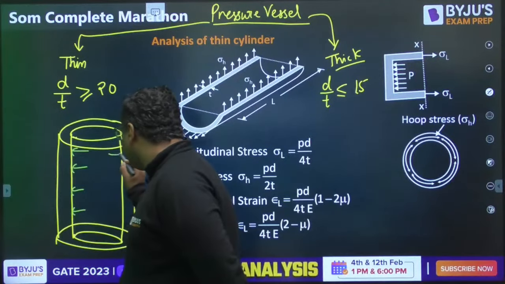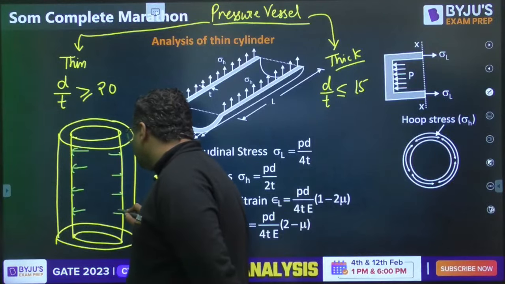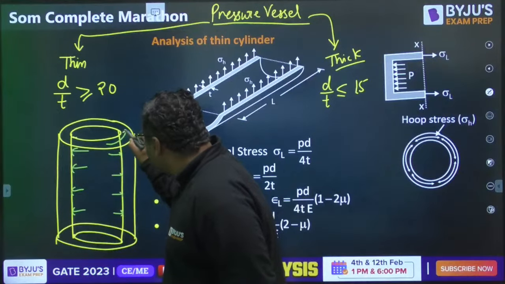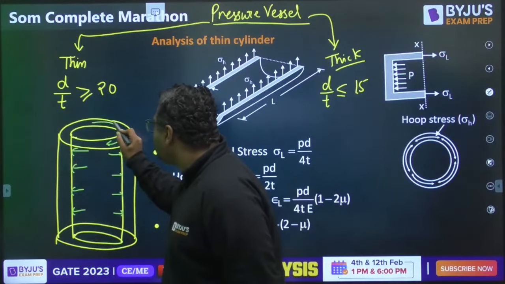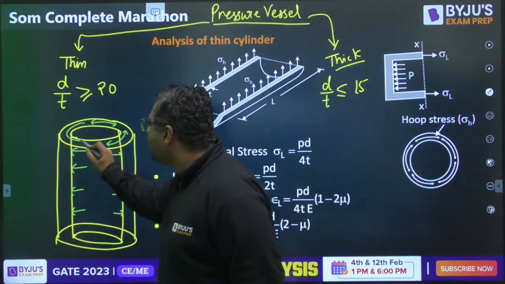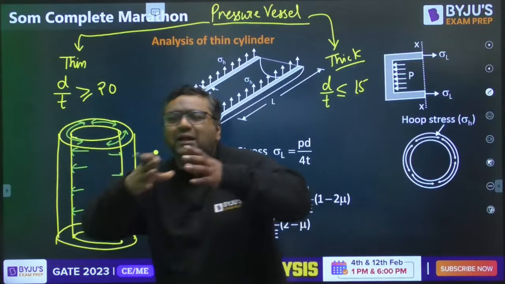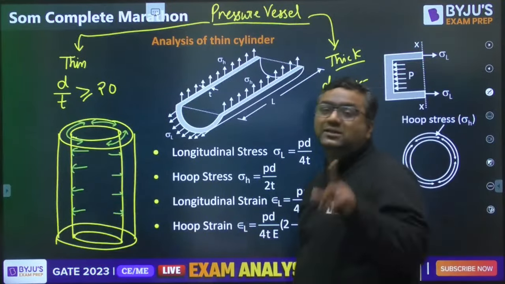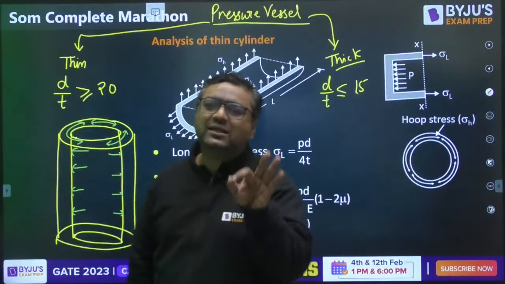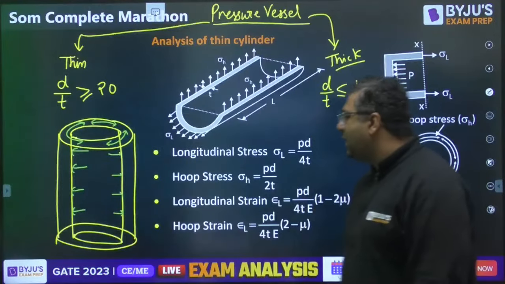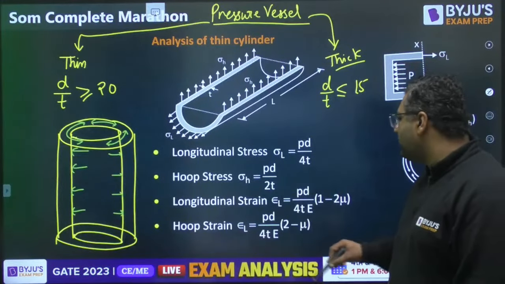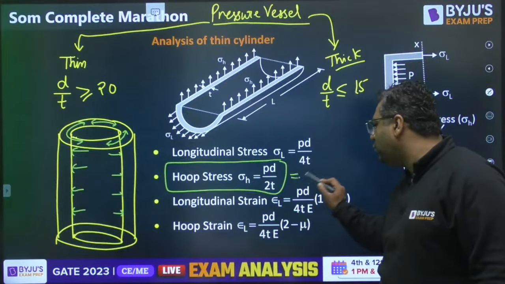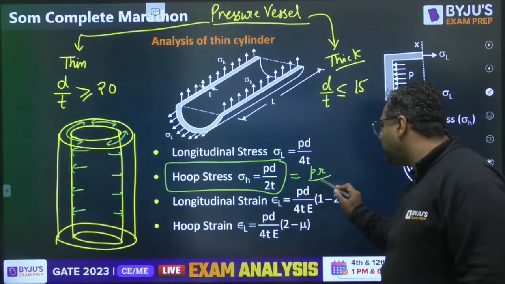Because of this pressure, there will be a tendency of increase in the circumference. So always in the circumference, some tensile stresses will be induced, and those stresses have a tendency to increase its circumference. That is why these stresses are said to be the circumferential stresses. The formula for circumferential stress, the hoop stress sigma h, is equal to PD by 2T, or you can write it as PR by T.